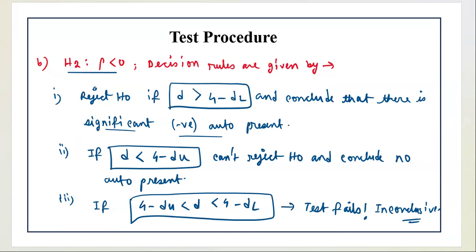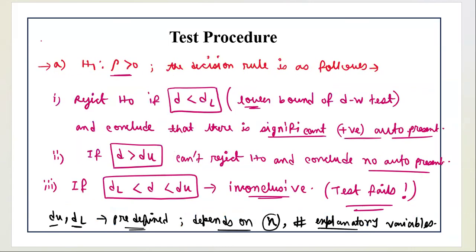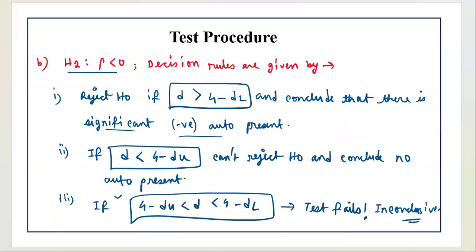So what we got is that there are two inconclusive regions. This is the first inconclusive region and this is the second inconclusive region, which is one of the most important drawbacks of this test: if the computed D statistic value falls between these two ranges, then we cannot apply this method and the test fails.